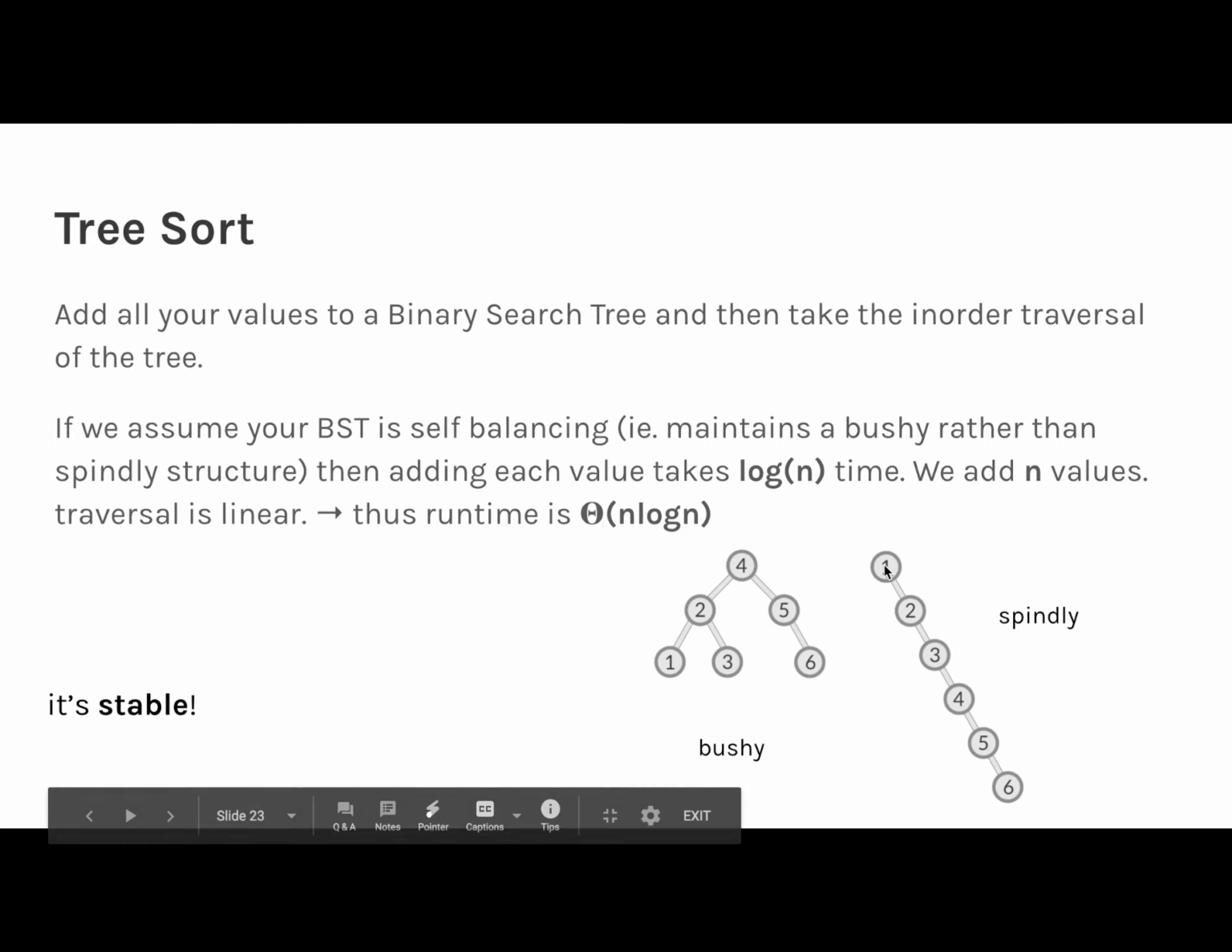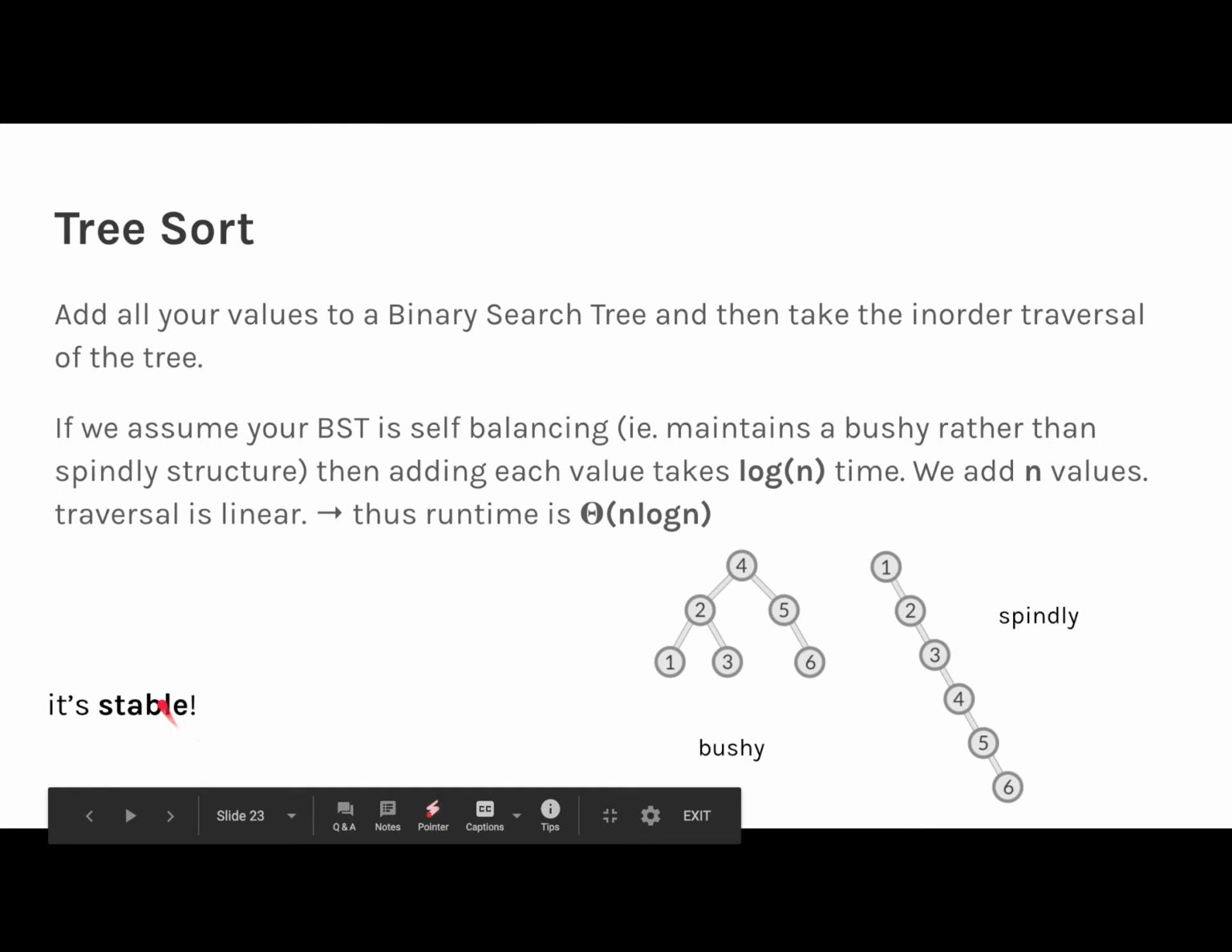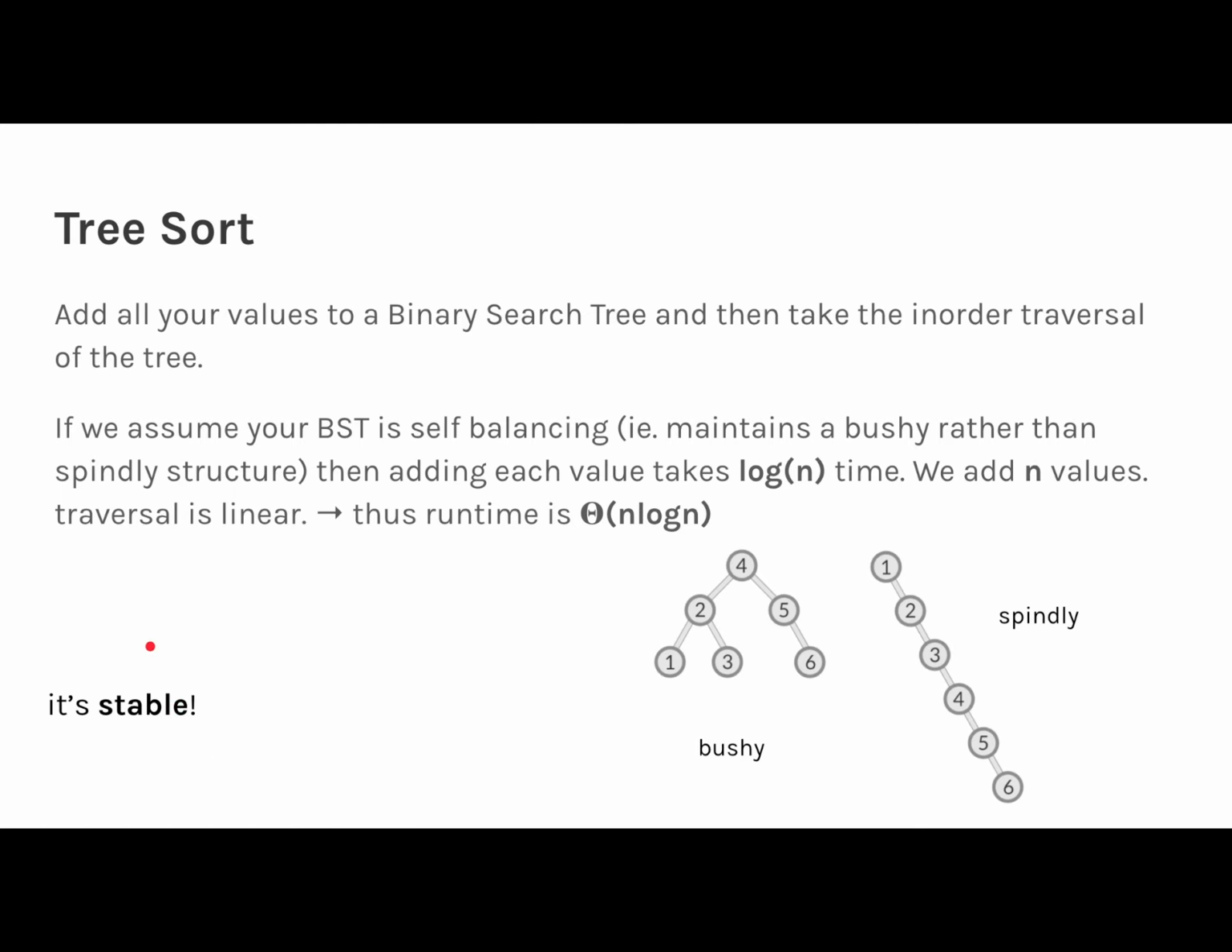The caveat is if you have a spindly tree like this, which is technically also a binary search tree, then we're going to potentially have linear time in adding a value. So then it could be n squared in the worst case. But if you use a self-balancing BST that ensures a bushy structure, then it's going to be n log n. And this is stable as long as you make sure that when you're adding a value, you don't rearrange equal values.